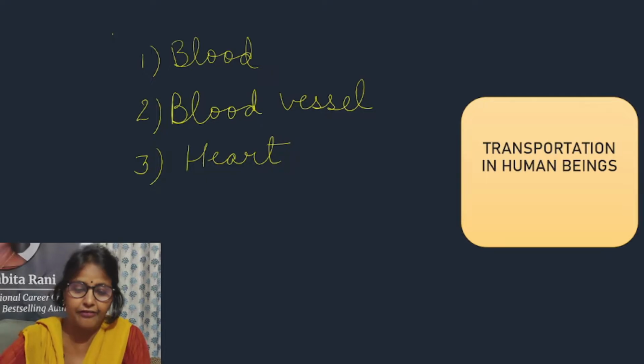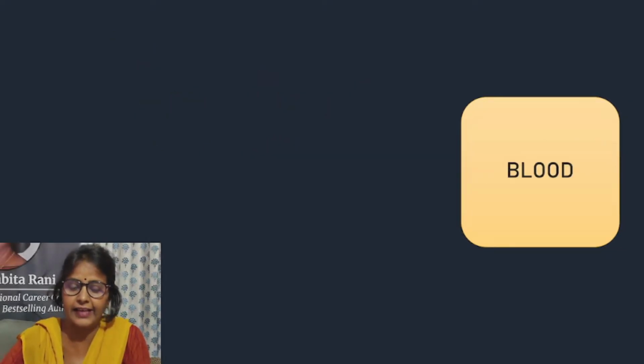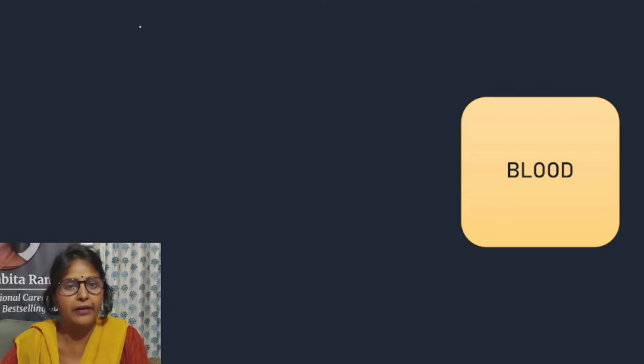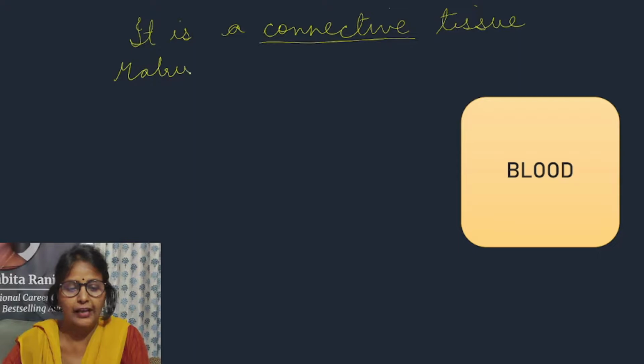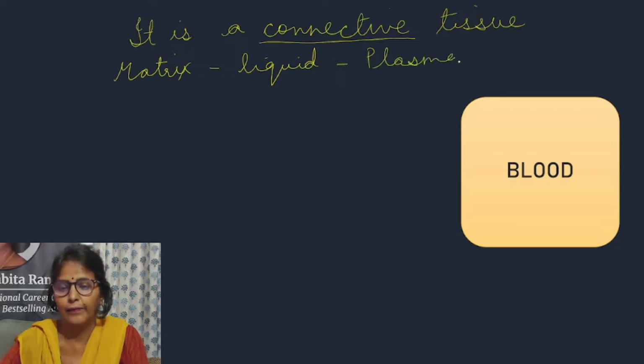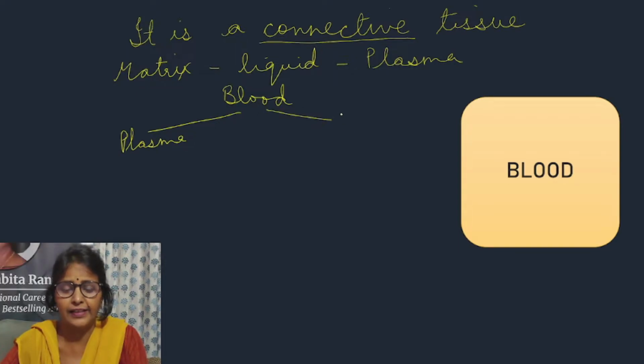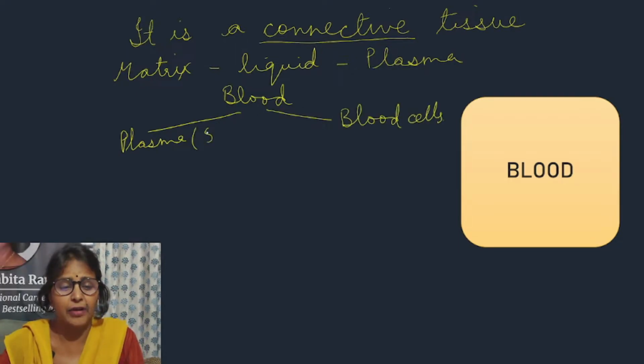Let us see the blood first, because you have already studied this in class 9. Blood, if you remember, is a connective tissue. You have studied in class 9 that it is a special type of connective tissue whose matrix is liquid, and that is known as plasma. So if we see what are the components of blood, blood consists of plasma and blood cells.